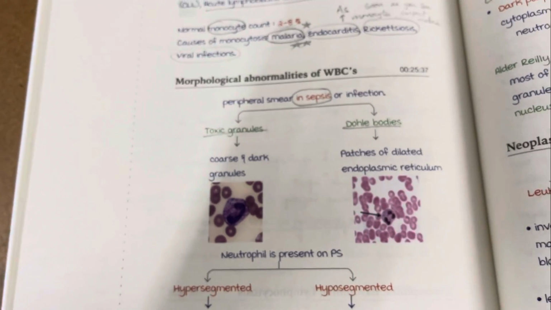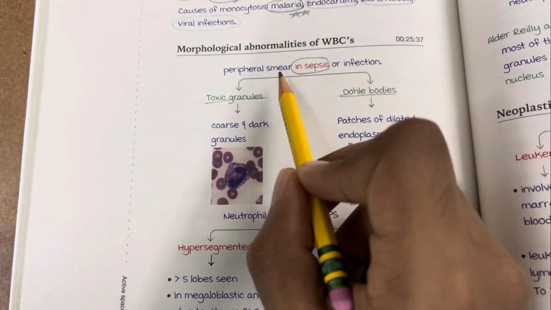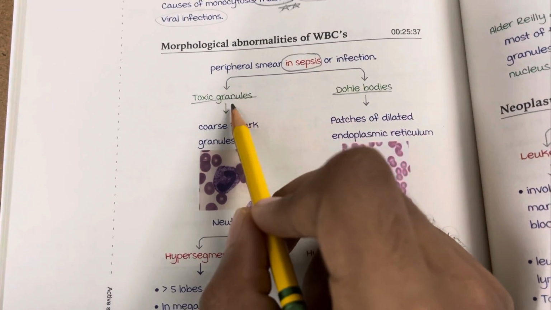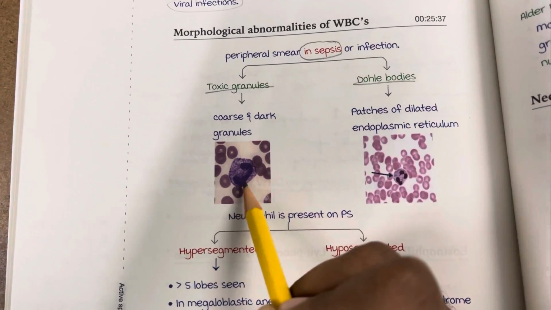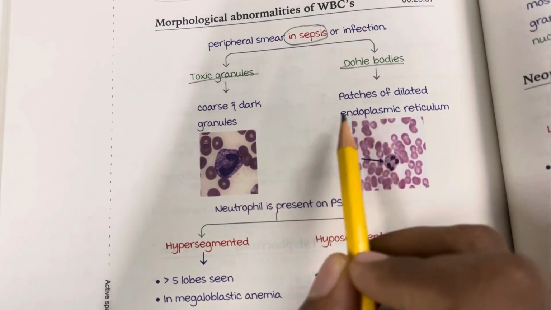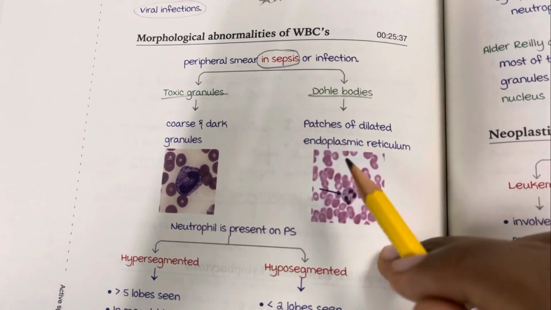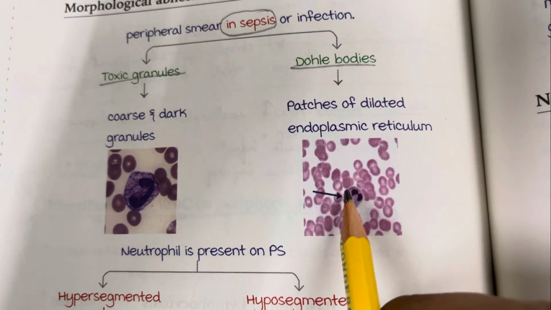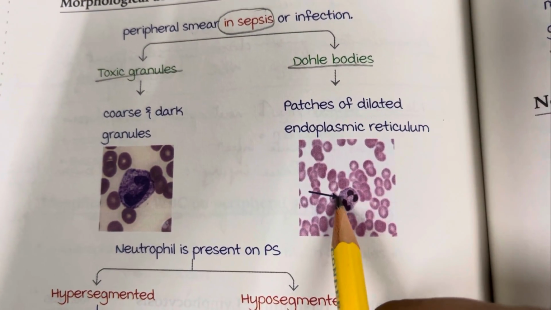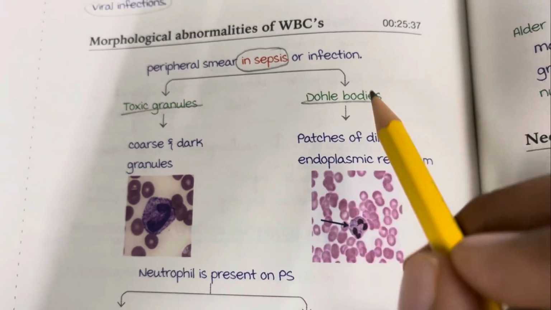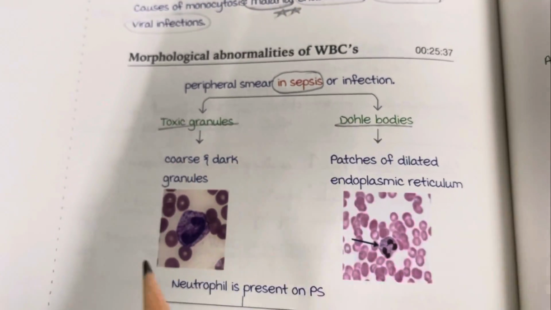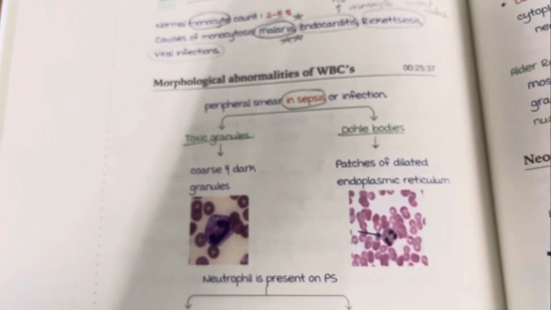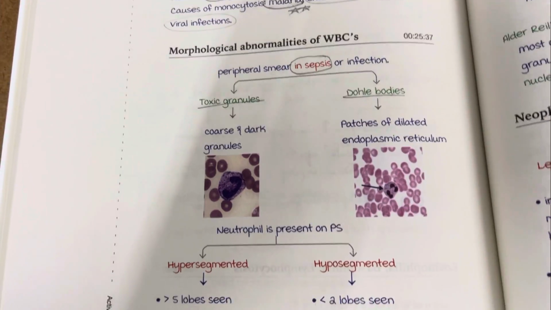So moving on to the morphological abnormalities of WBC. In the peripheral smear, if you see toxic granules like this, coarse and dark granules in the neutrophils, or if you see patches of dilated endoplasmic reticulum like this, they're called Döhle bodies. You can see the blue thing here. Okay, so that is a Döhle body. So when you see Döhle bodies or toxic granules, it indicates sepsis or infection in the person.